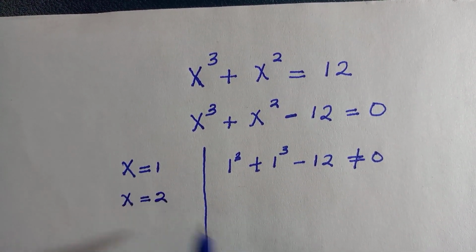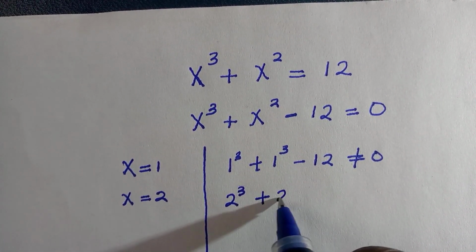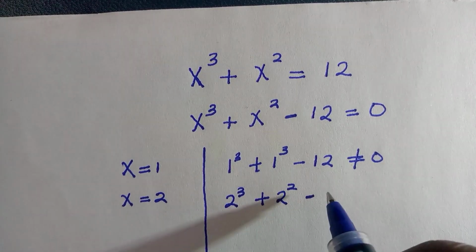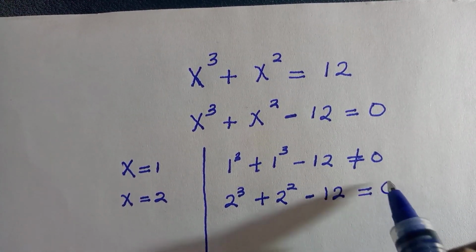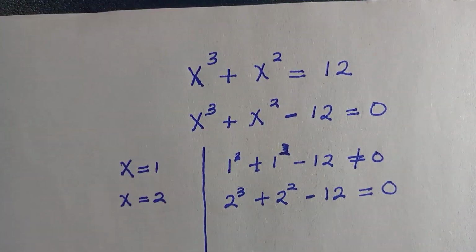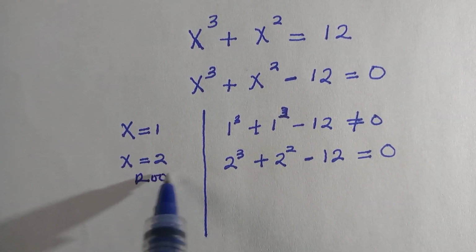And let's test for x equals to 2. We have 2 to the power of 3 plus 2 to the power of 2, and here we have minus 12, which is equivalent to 0. And so this one satisfies, which means x equals to 2 is one of the roots of this cubic equation.